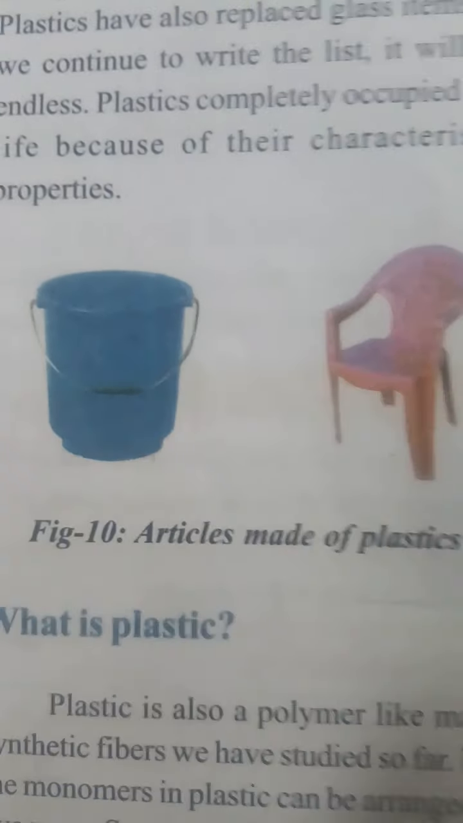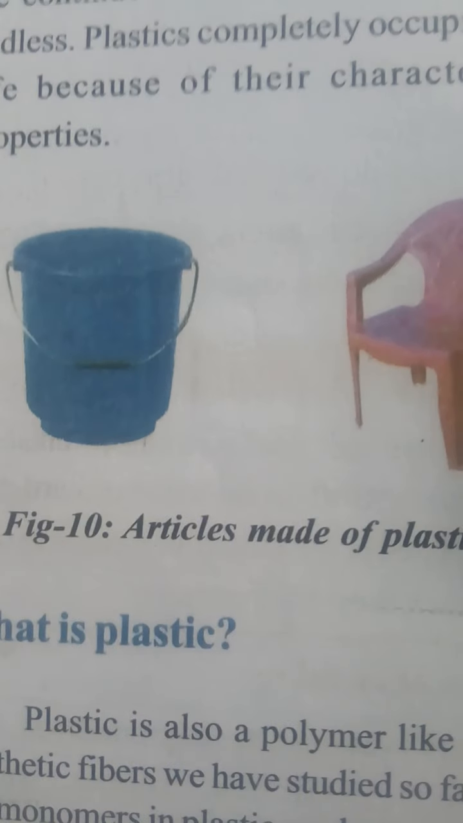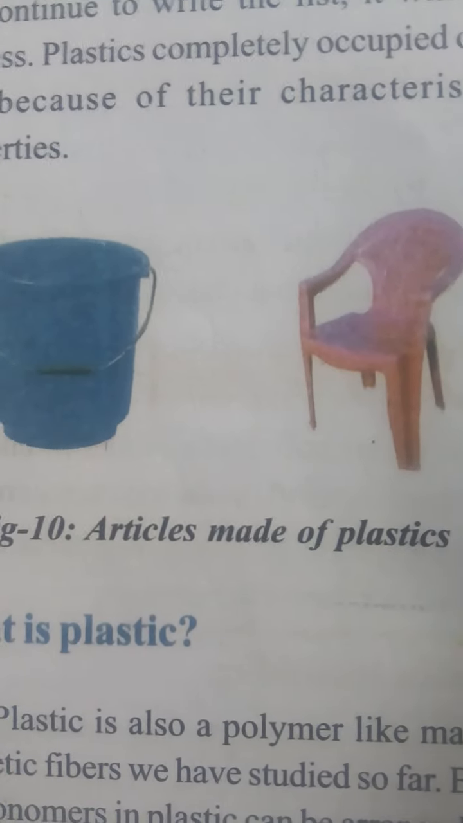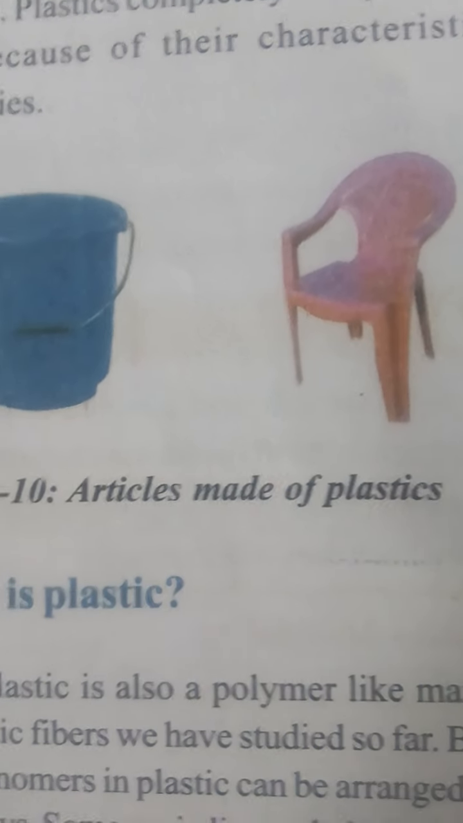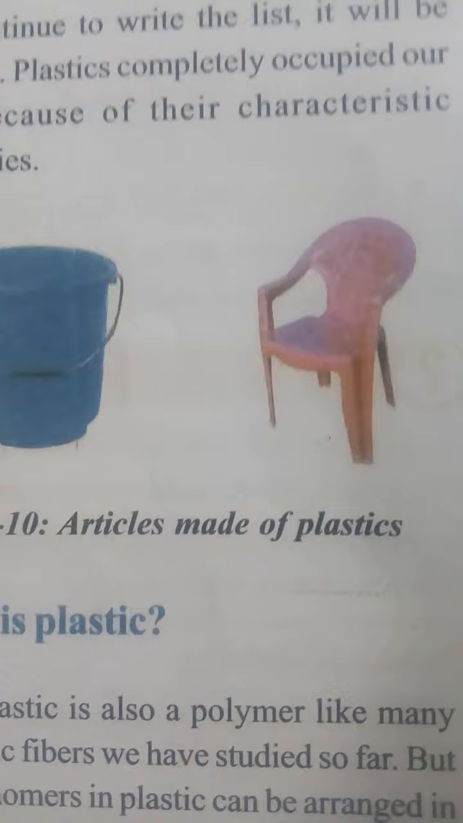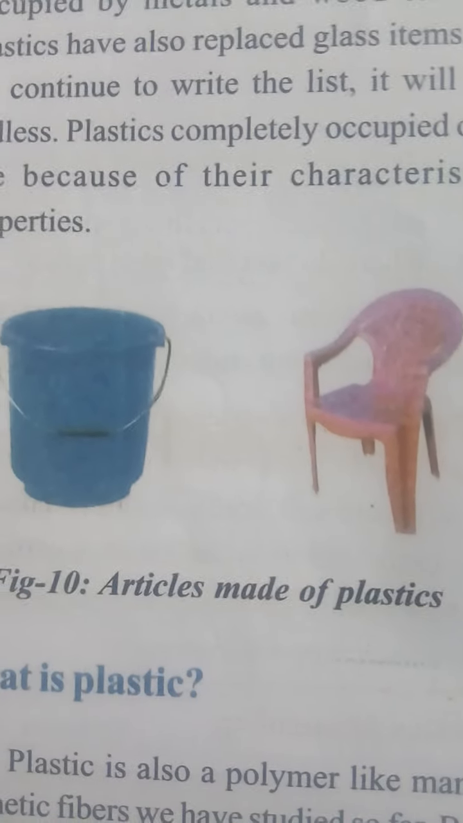Now milk and oil pouches, containers to store pickles and rice, buckets to store water, these are all plastics only. Plastic has taken the place of metal and wood containers. Plastic has also replaced glass items. If we continue to write the list, it will be endless. Plastic has completely occupied our lives because of its characteristic properties.